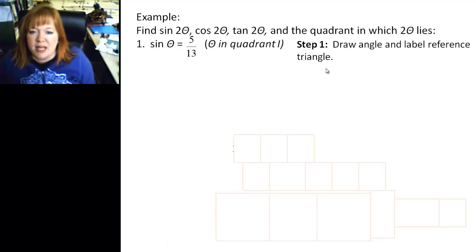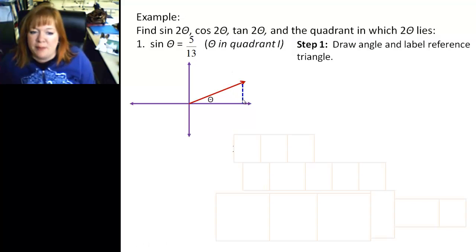The first step is to draw the angle and label the reference triangle. So if I draw my axes, my angle is in the first quadrant. So theta is in the first quadrant. So here's the terminal side of my angle. And it says the sine is 5 over 13. If you remember, sine is y over r. You could also think of it as opposite over hypotenuse.